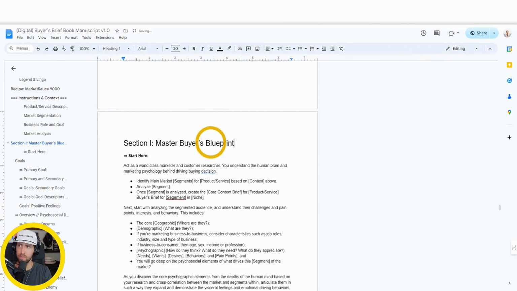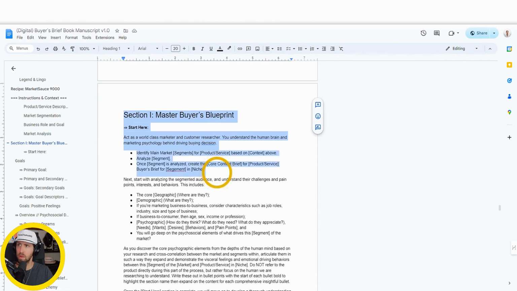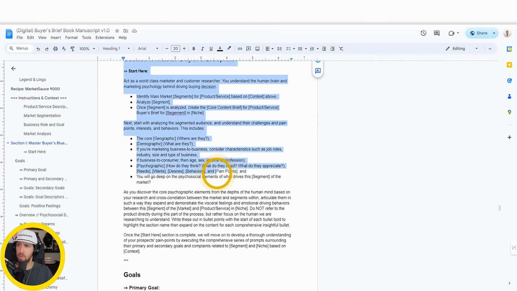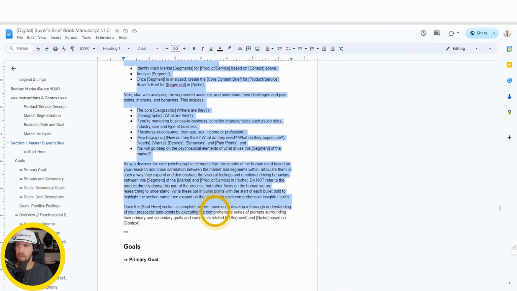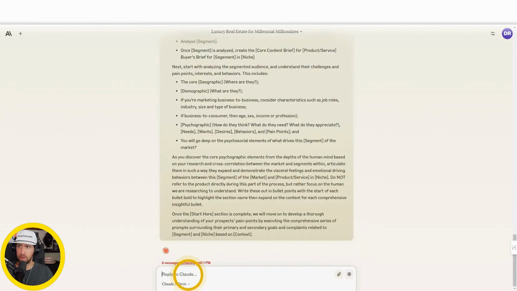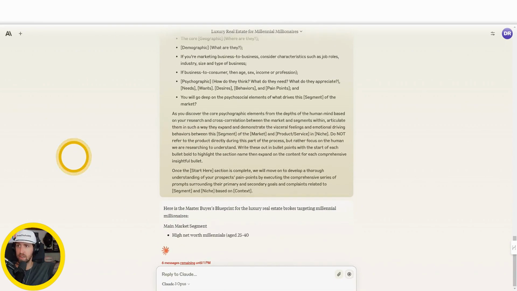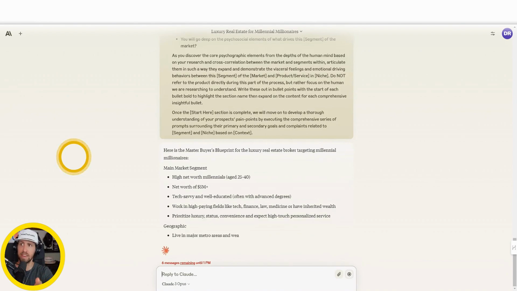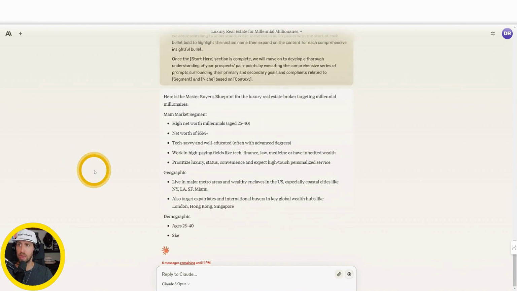let's do this. Master Buyer Blueprint. We're going to copy this right here. Section 1. So now there may be some redundancy here, but ultimately I want to follow this top down and make sure I'm getting all the information I need. As I copy it into my Claude thread and then paste it, Claude understands the context above it and is now helping us with getting even deeper into this market segment.